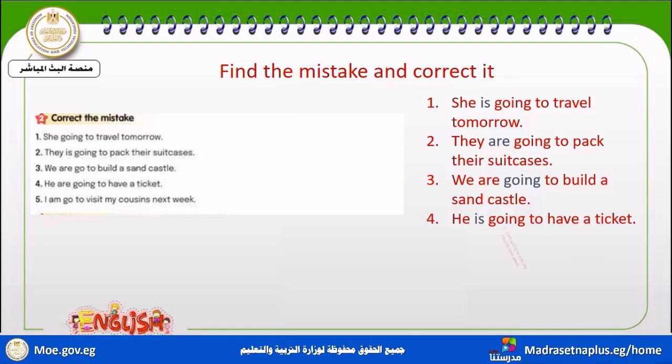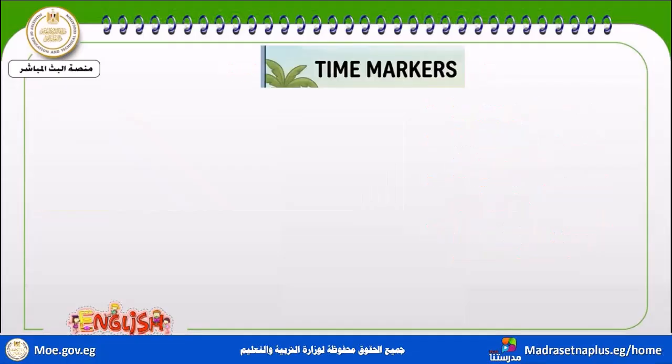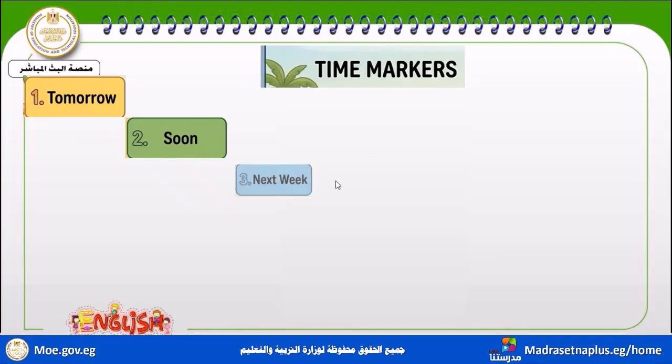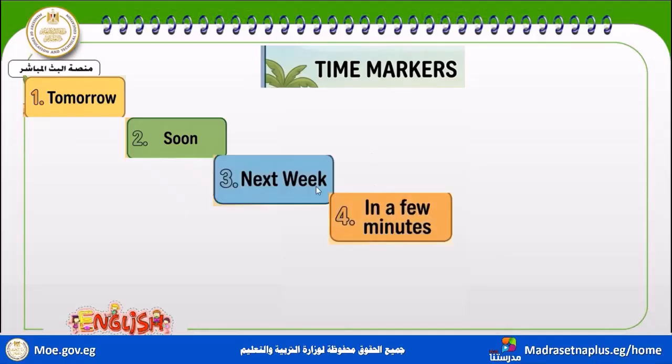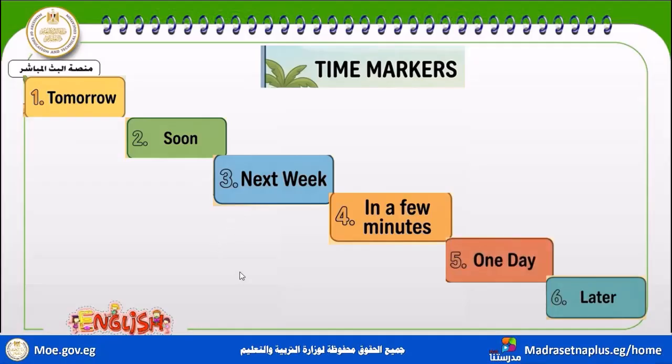He is going to have a ticket. And I am going to visit my cousins next week. Now, do you remember we said that we have some keywords which we use with going to? Can you remember these words? Tomorrow, soon, next week, in a few minutes, one day, and finally, later.